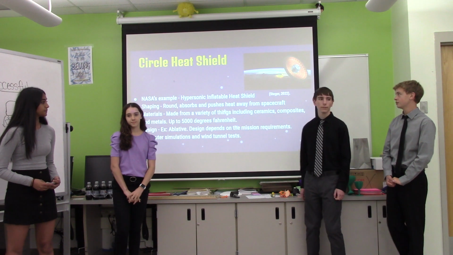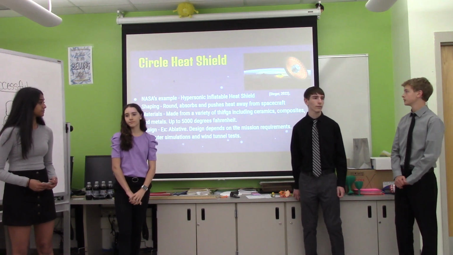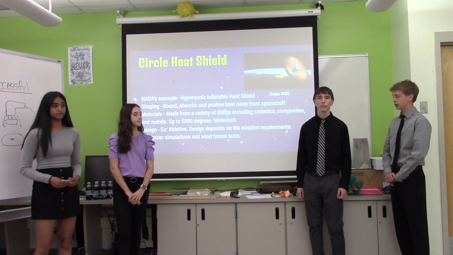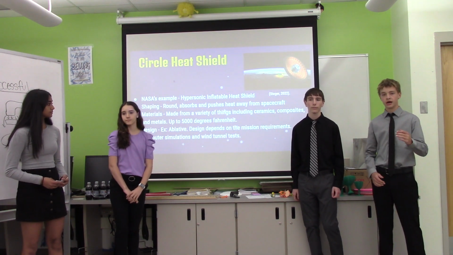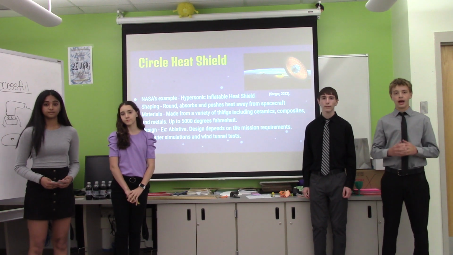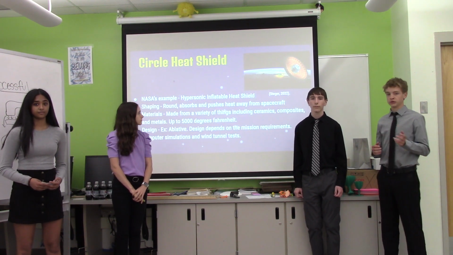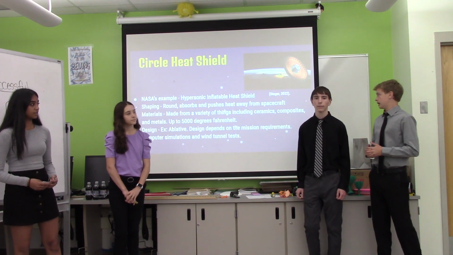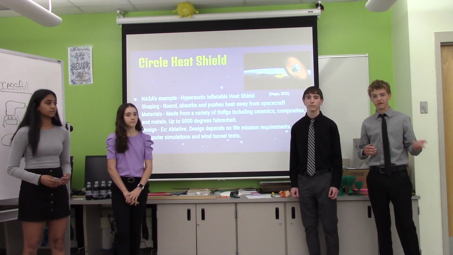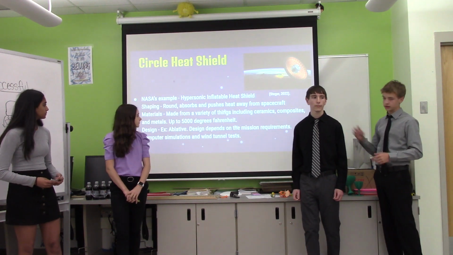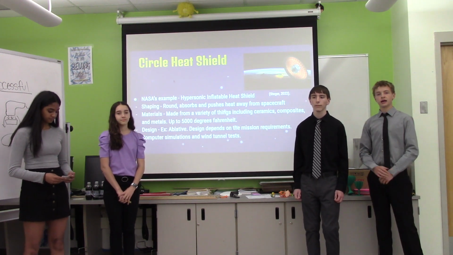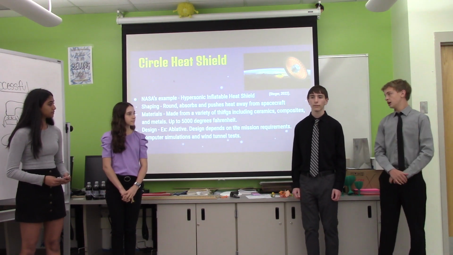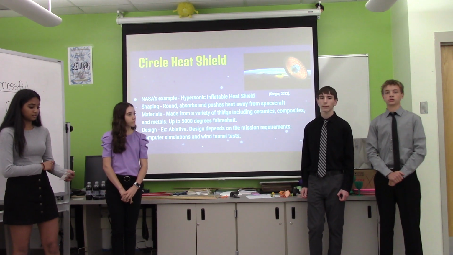Okay, so the next heat shield we're going to look at is a circle heat shield. And NASA's example of this is the hypersonic inflatable heat shield. What it's used for is to help spacecraft enter and leave the atmosphere while keeping it at a stable temperature. Its shaping, like I said, is round, and it absorbs and pushes heat away from the aircraft, which is what ablative is. And the design of it depends on the mission requirements, and they test these heat shields through computer simulations and wind tunnel tests.